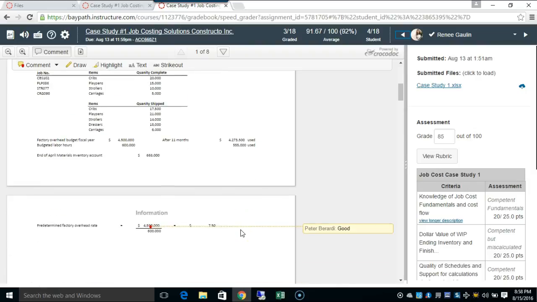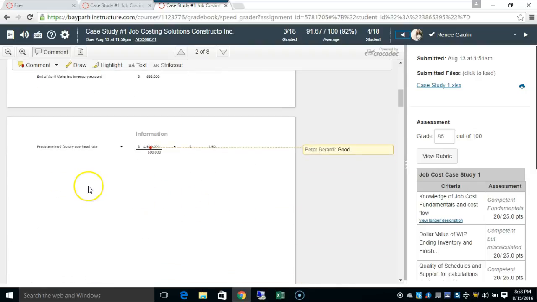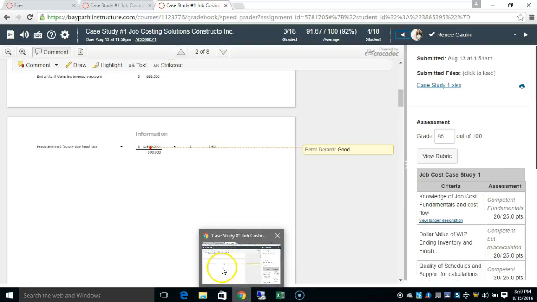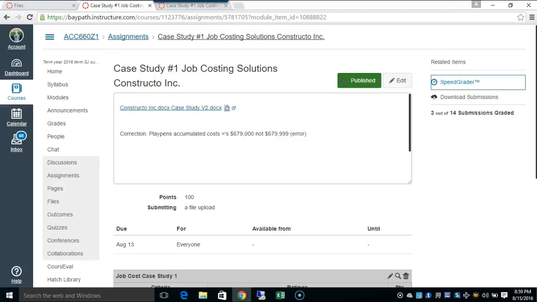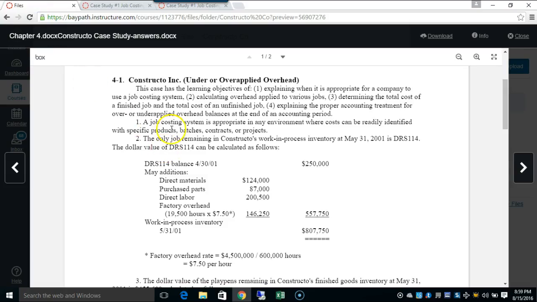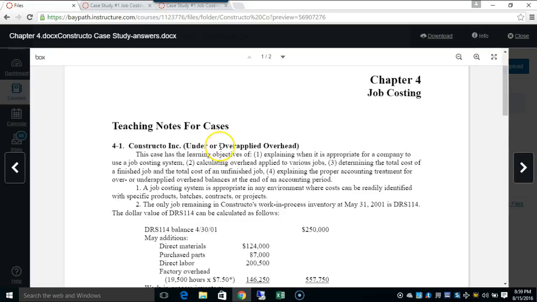So let's go over some of the steps here. The predetermined factory overhead rate was done correct. You took the $4,500,000, divided it by the budgeted $600,000. Again, you took the budgeted numbers and came up with the $7.50 predetermined rate, which was given to you in this problem here.